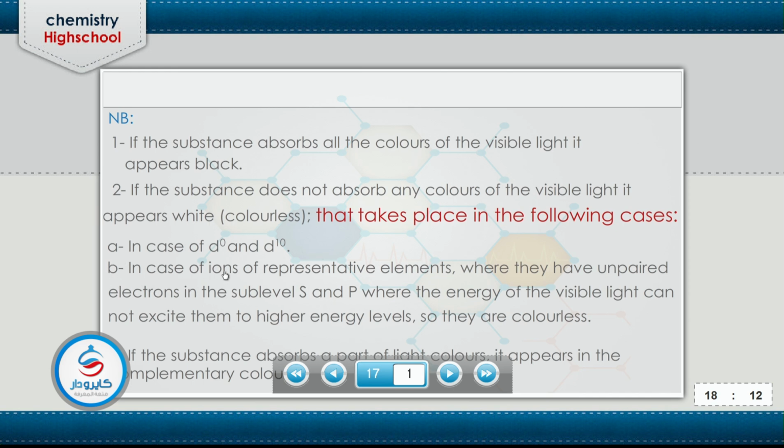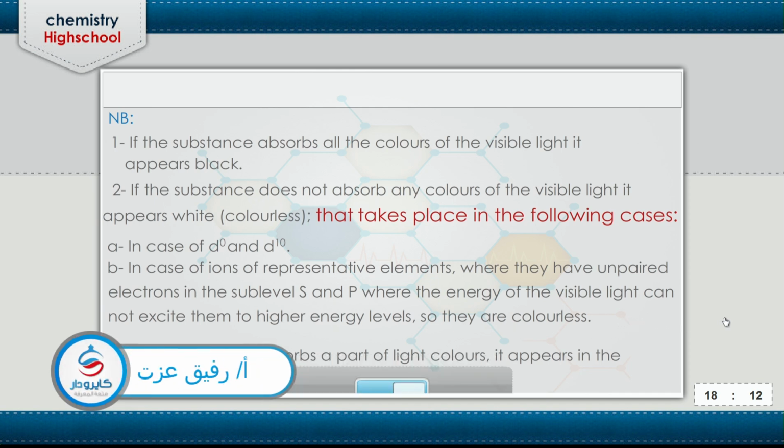Case B: in case of ions of representative elements where they have paired electrons in sublevels s and p, where the energy of the visible light cannot excite them to higher energy levels, so they are colorless. So in the representative elements, s or p, the visible light cannot excite them to higher energy levels, so they are colorless substances.